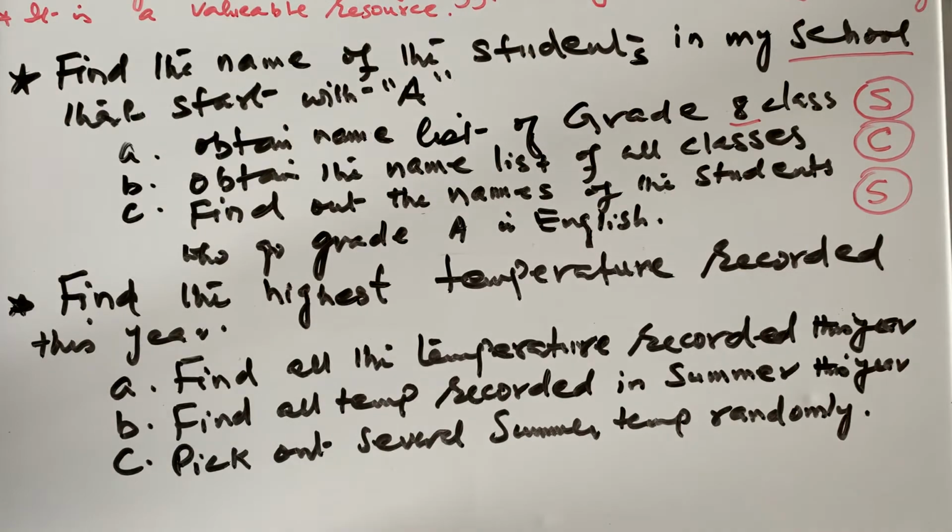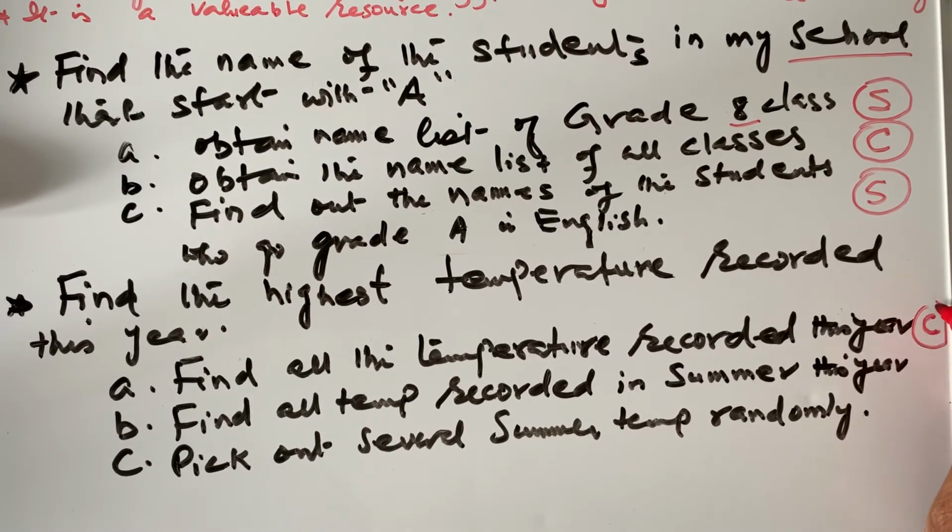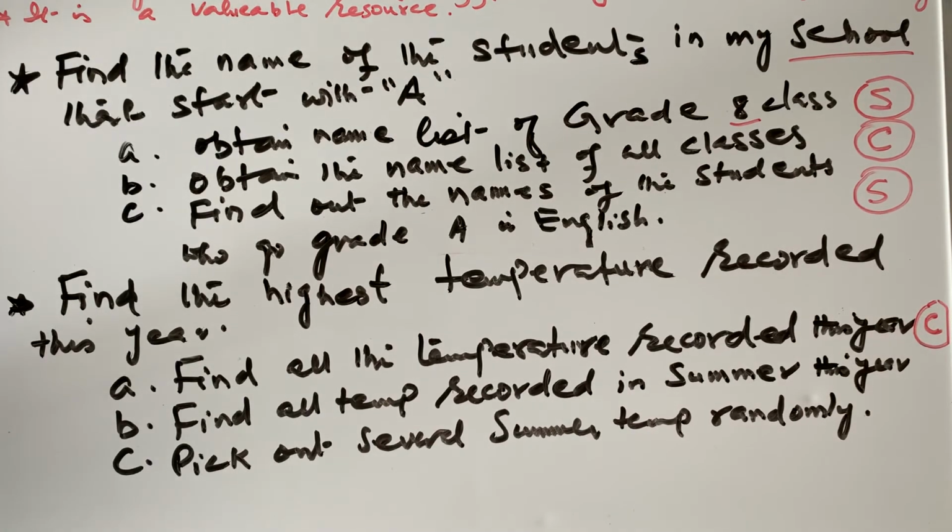Now regarding the first statement, find all the temperature recorded this year, right? So all the temperature means this is a census. So I will put C for census, right? C, sorry. So this is C, census, every temperature, all temperature recorded this year.